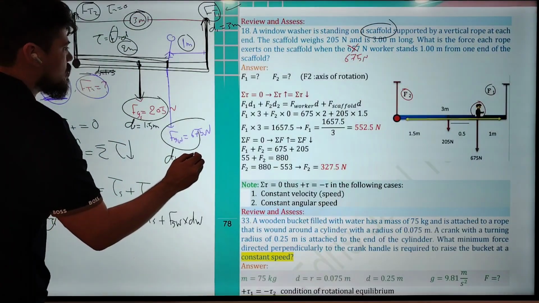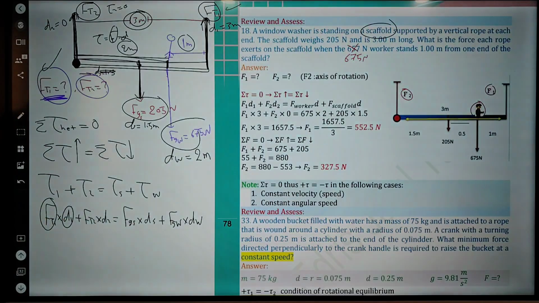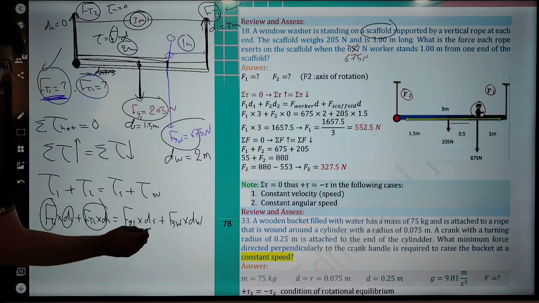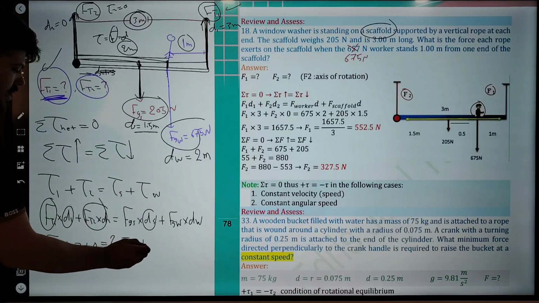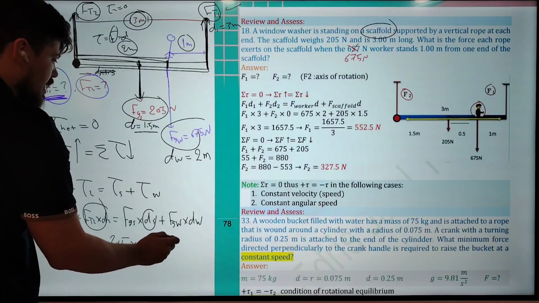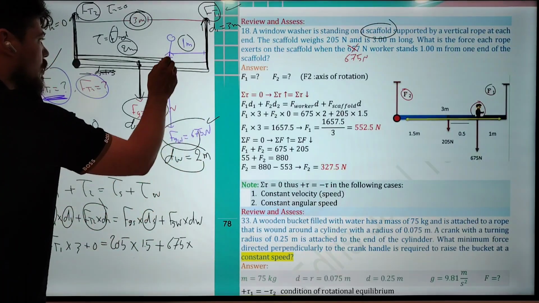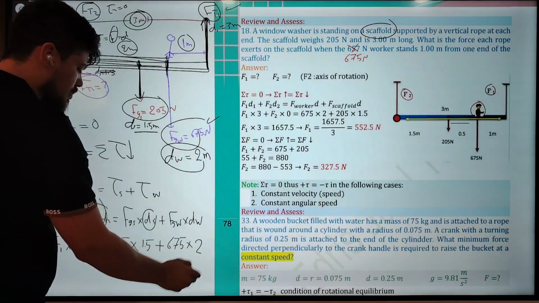So the distance of the worker is equal to what? Is equal to 2 meters. By the way, you can replace the values to find Ft1. Ft1 is unknown times d1, 3 meters plus 0. Ft2 cannot produce torque because it is located on the axis of rotation. Fg scaffold was given 205 times the distance of the scaffold, 1.5 meter, plus Fg worker 675 Newton. The distance of the worker to the axis of rotation is equal to 2.